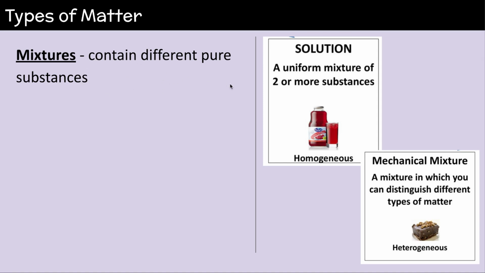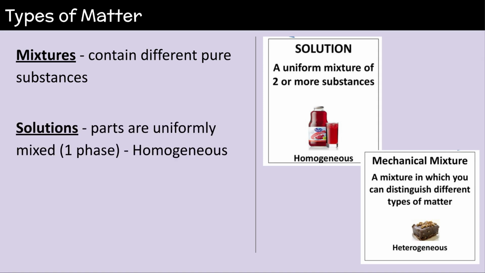They're mixed together. They'd be classed as a mixture. So there are two kinds of mixtures that we can have. One is a solution. And the definition of a solution is that the parts of your mixture are uniformly mixed. Okay, so that means that you don't see the different parts that are there. When you don't see the different parts, we call that one phase.